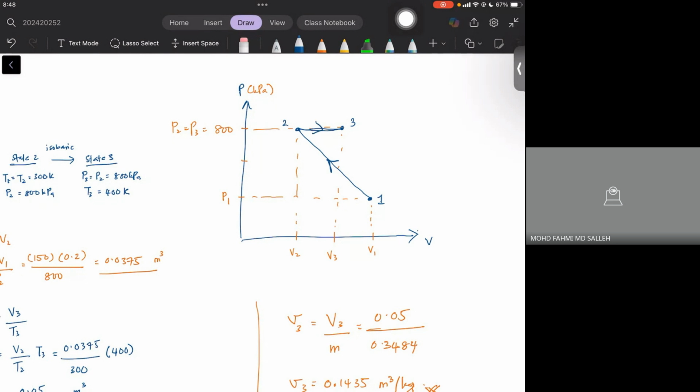So your PV diagram should look like this. We have from state 1 to state 2 in an isothermal manner, and then from state 2 to state 3 in an isobaric process.